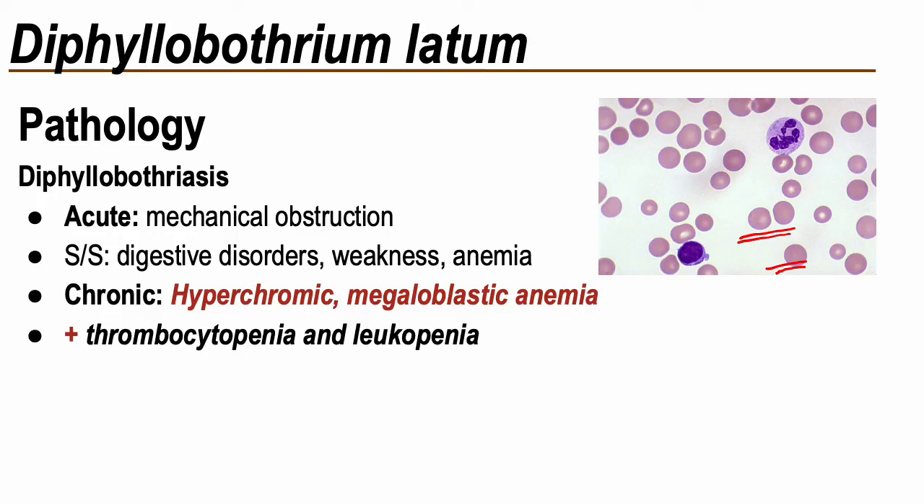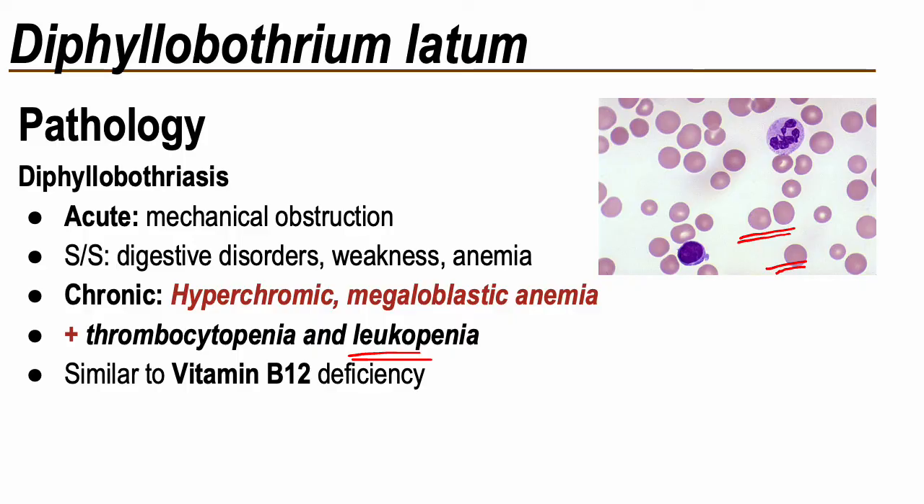Thrombocytopenia, or decrease in platelets, is also recorded since the bone marrow is not functioning well due to the lack of vitamin B12, and leukopenia, or decrease in white blood cells, specifically eosinophils, since this is a parasitic infection. So this is a similar case to vitamin B12 deficiency.